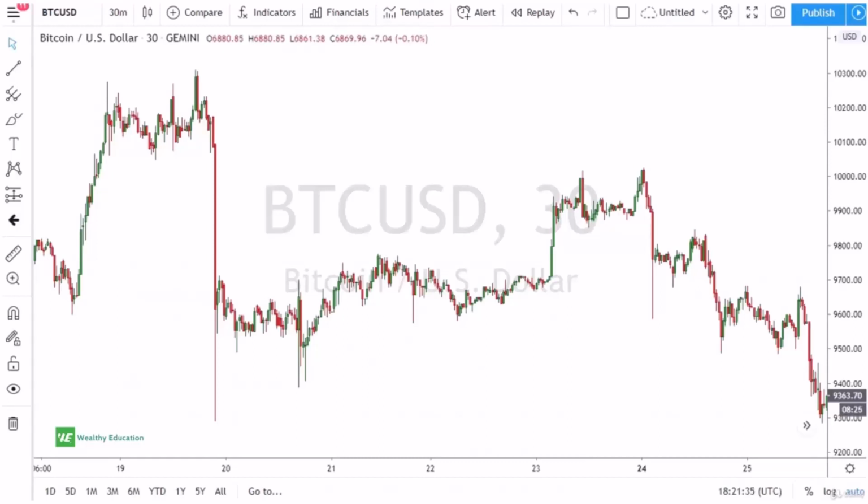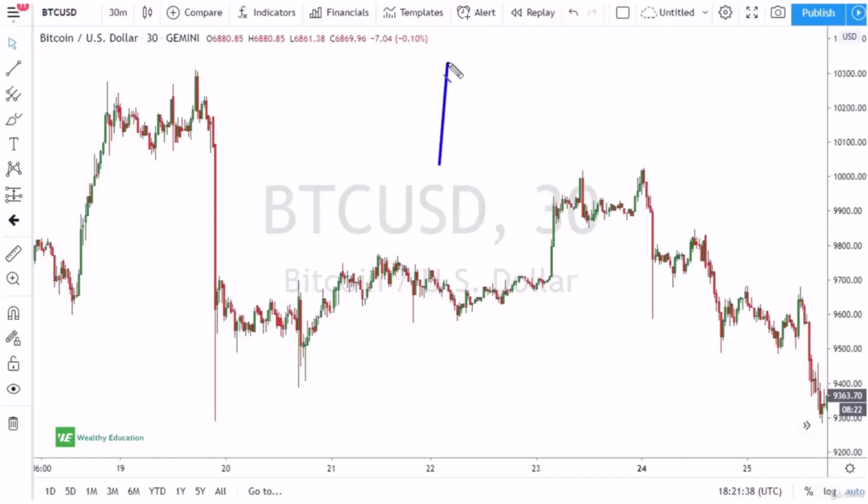In this video, we're going to talk about double tops and double bottoms. And these are simple yet effective ways to look at the marketplace in order to find a potential reversal. These are also known as W and M patterns, and I'll show you why here in a moment.